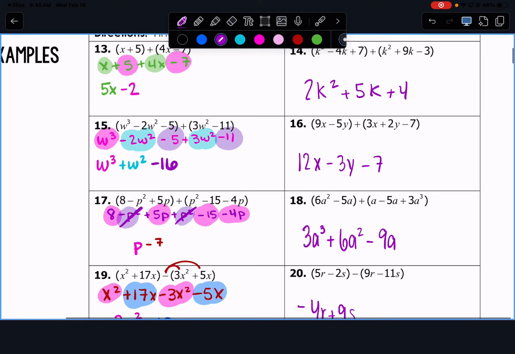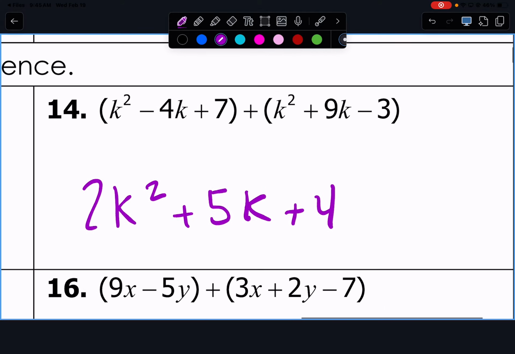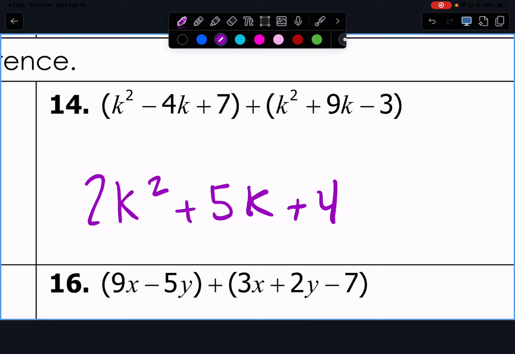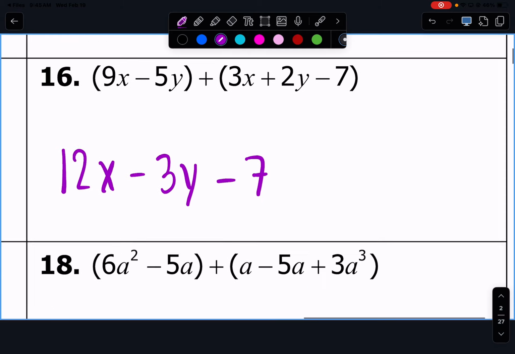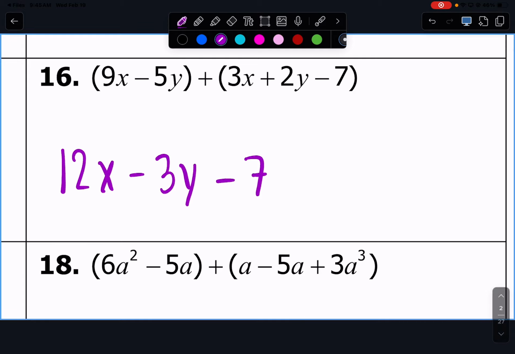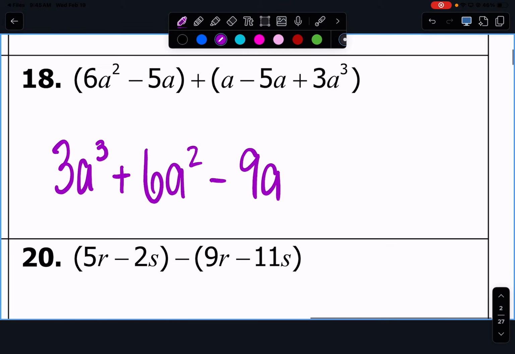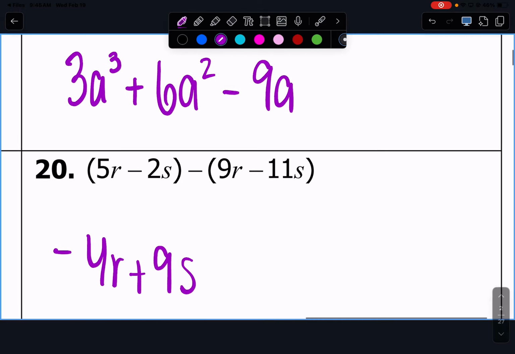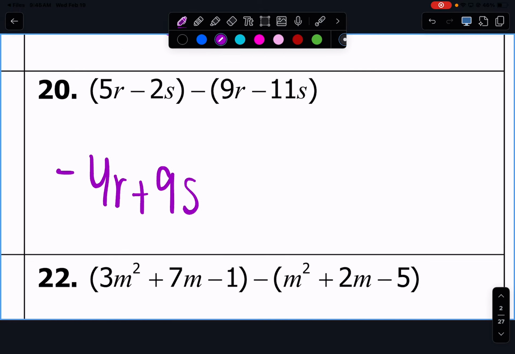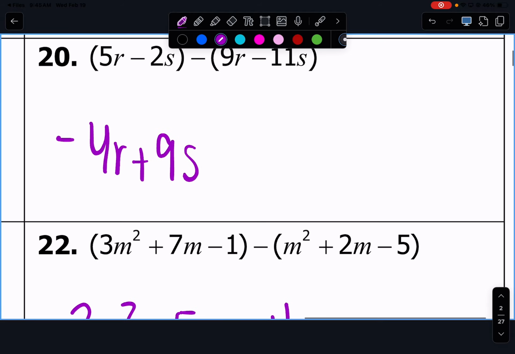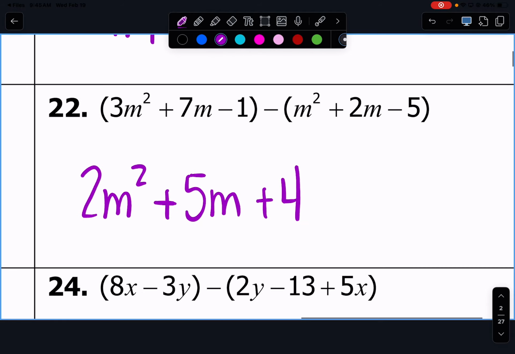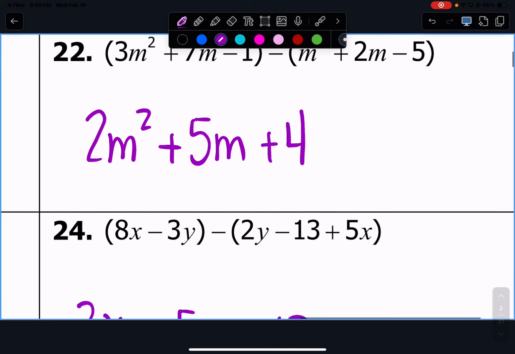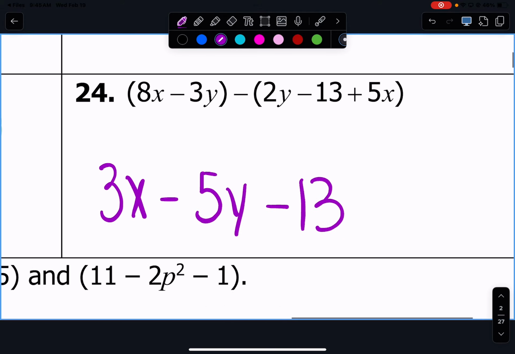All right. Number 14. Is this what we got? If I messed up on one, I did them in my head, so just let me know. All right. 16. 18. Yes. 20. 22. Yeah. 24.